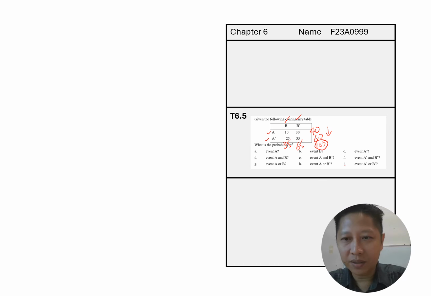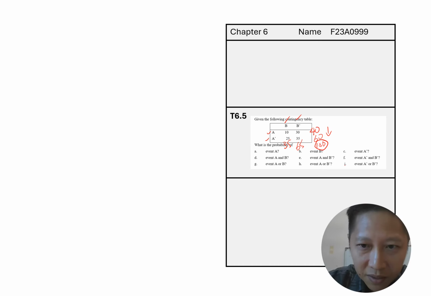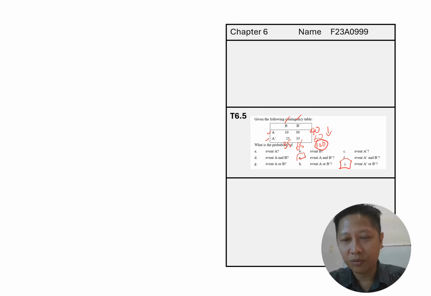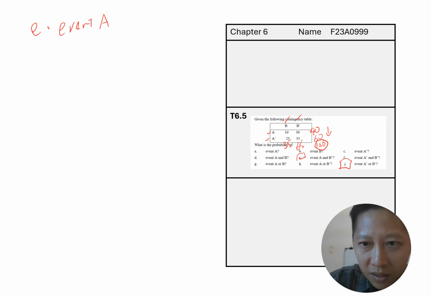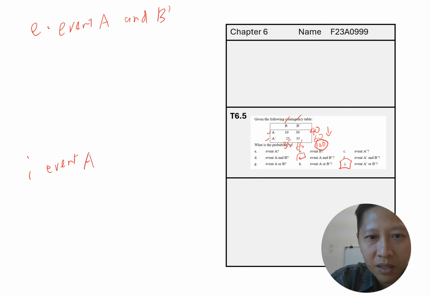We'll look at 2 questions. The first is E, and the last one is I. We're going to solve 2. The remaining you try yourself. For the E is event A and complement B, and another one is the I will be event A or B.